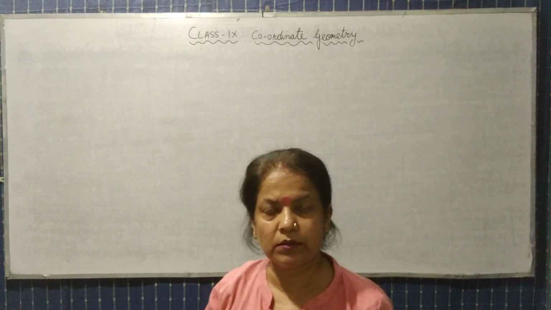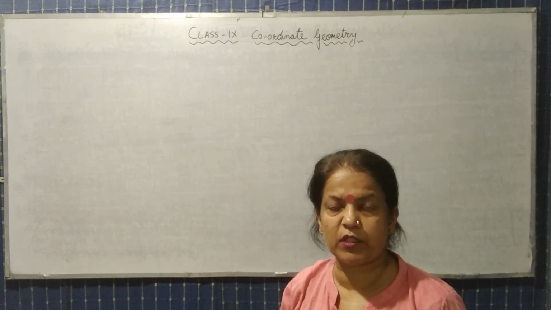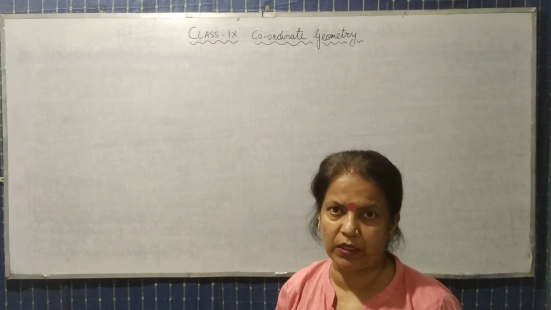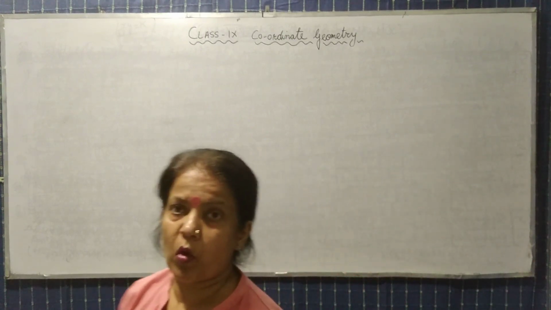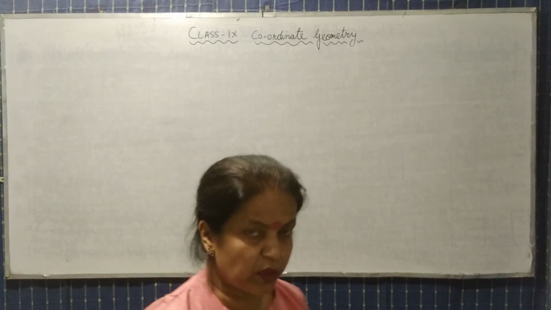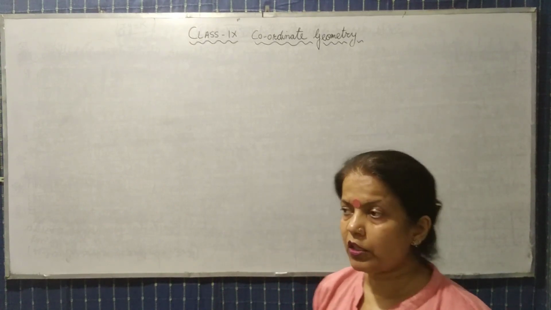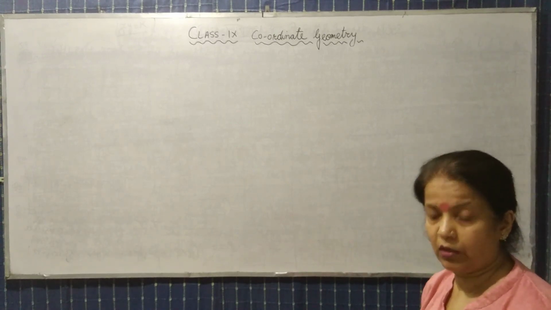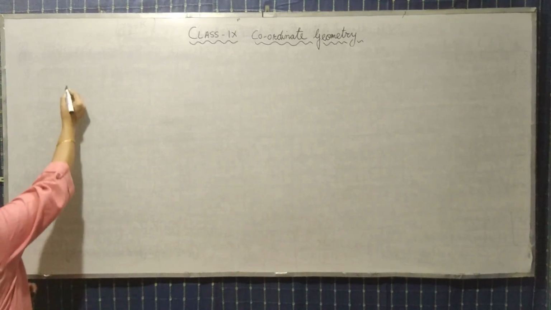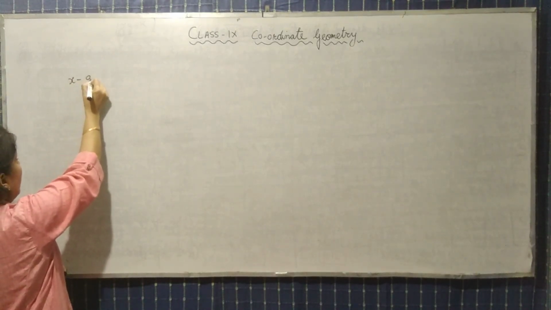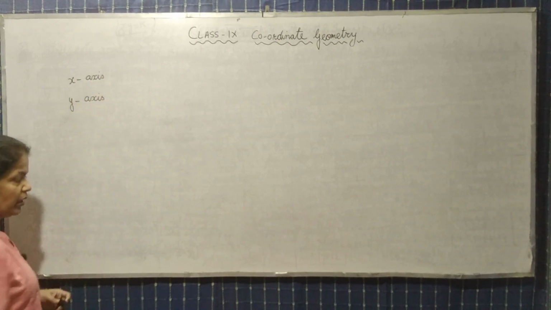Hello everyone. Today we are going to take a very interesting and the easiest chapter of ninth, that is coordinate geometry. This coordinate geometry is related to the graph, plotting of points on the graph. So in this chapter we will talk about x-axis and y-axis. इन दो चीजों के बारे में हम बात करेंगे.